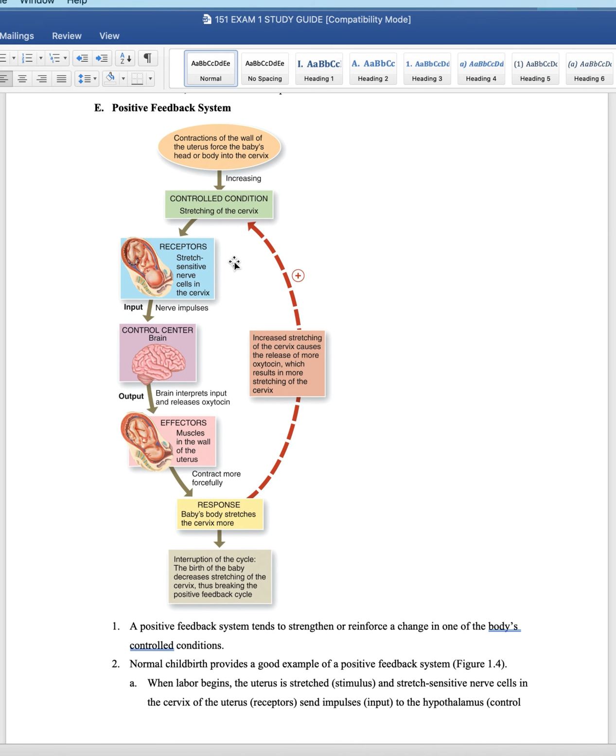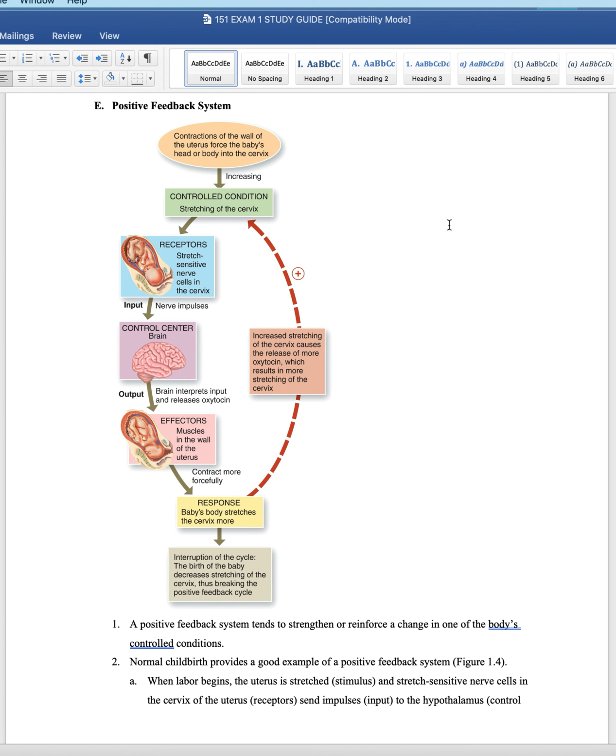Sometimes we have positive feedback systems, and you're not going to see these very often at all. In fact, you probably only see this particular one. But basically what happens with a positive feedback system is we have an aberrant condition that we want to alleviate. For example, we have a baby that we want to deliver, or we have a splinter in our toe that we want to force to the surface to rupture. So in this case, disrupting the controlled condition further disrupts the controlled condition. What do I mean by that?